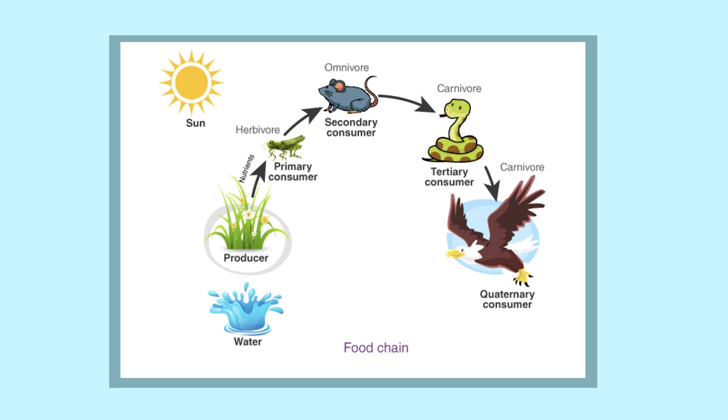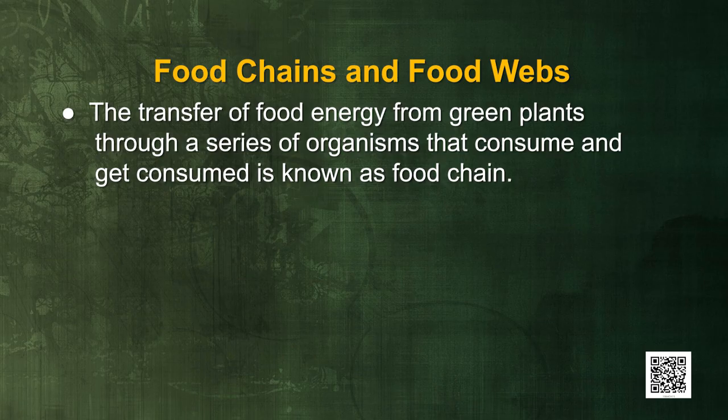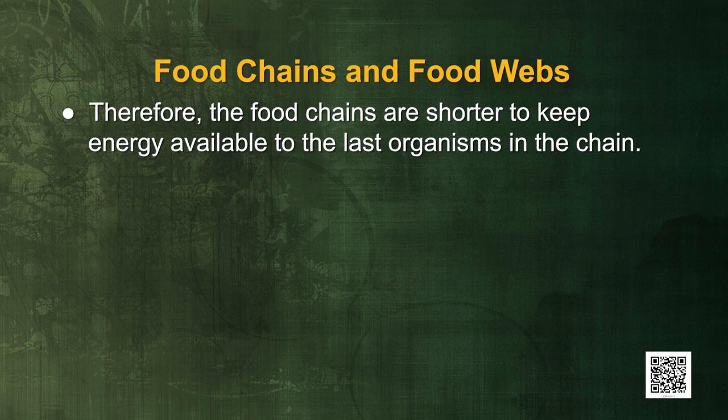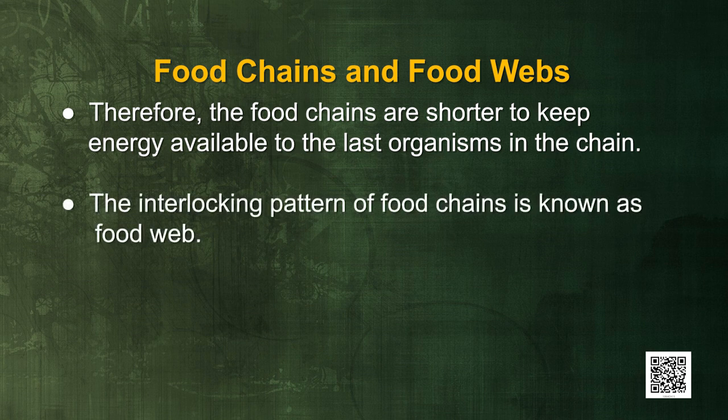It brings us to the other important concepts related to the ecosystem, and they are food chains and food webs. They relate to the trophic structures of an ecosystem. The transfer of food energy from green plants through a series of organisms that consume and get consumed is known as food chain. As the food energy is transferred, a substantial portion, maybe 80% to 90% of the potential energy is lost as heat. Therefore, the food chains are shorter to keep energy available to the last organisms in the chain. The interlocking pattern of food chains is known as food web.